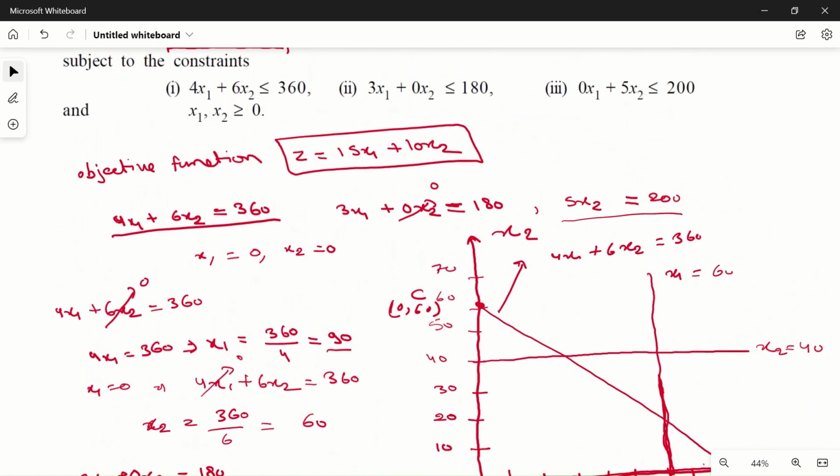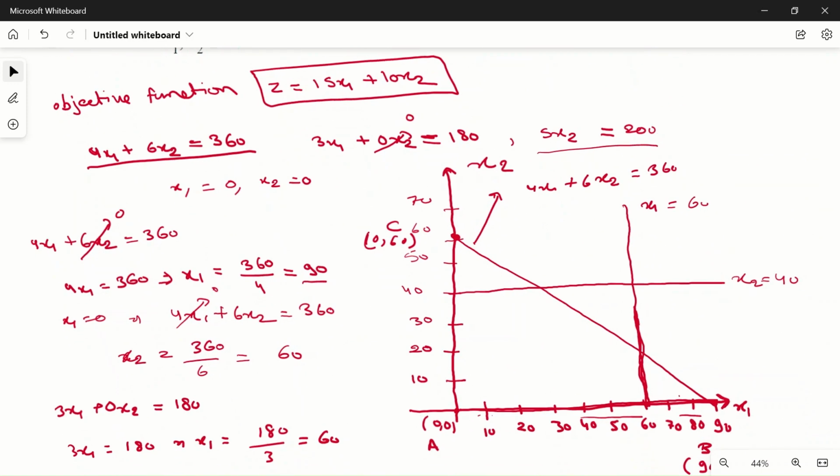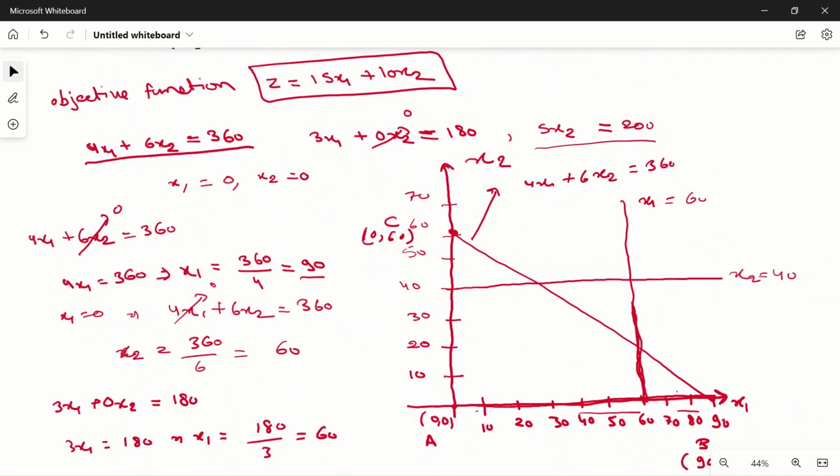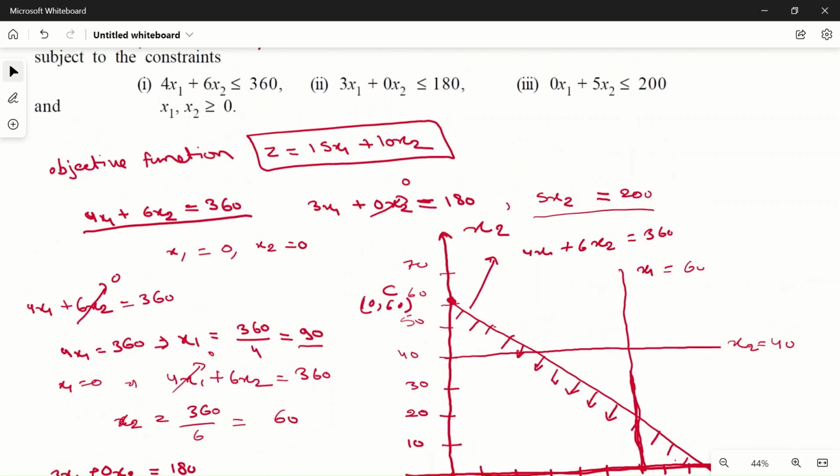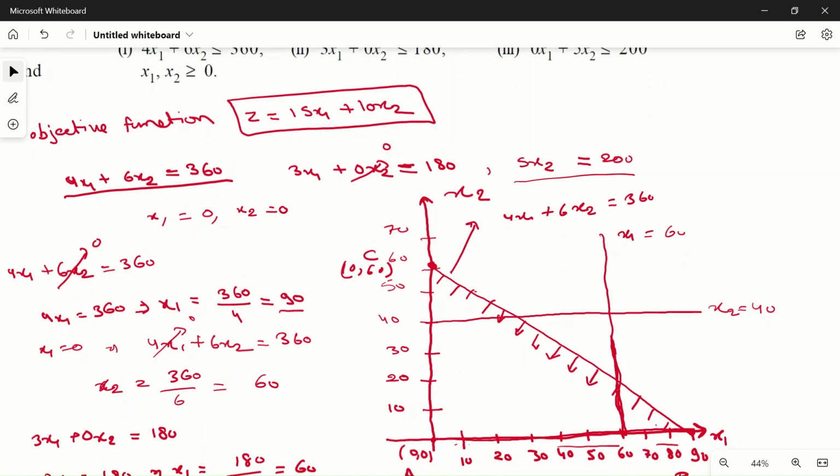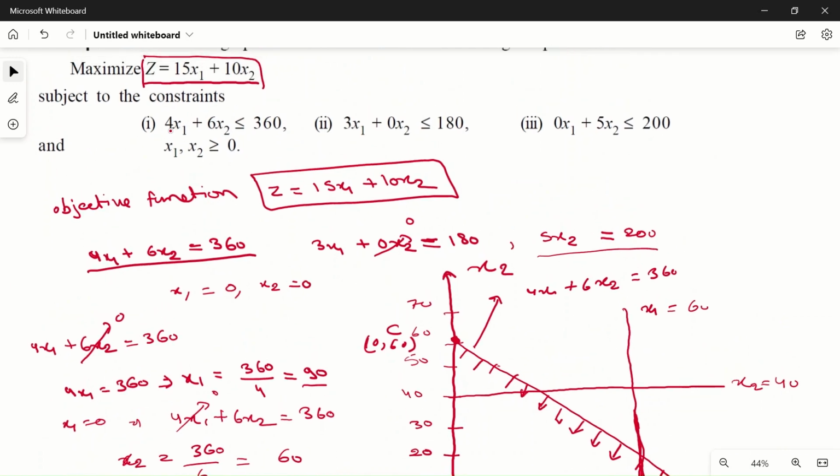Now we will see the inequalities. First one is 4x1 plus 6x2 is less than or equal to 360. So less than means left side of this line. If it was greater than, then it would be right side, but it is less than, so it will be on the left side. Why? Because if you take x1 is equal to 100 and x2 is equal to 100, then our equation will become 400 plus 600 is equal to 1000, which is greater than 360. So it is not satisfying the inequality. So it is in the left side of this line.